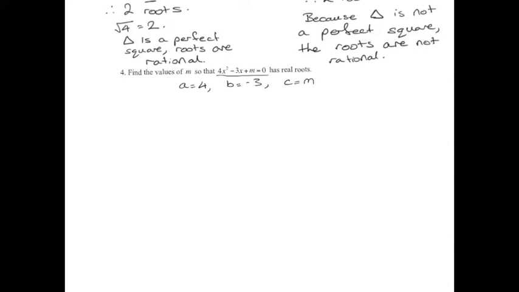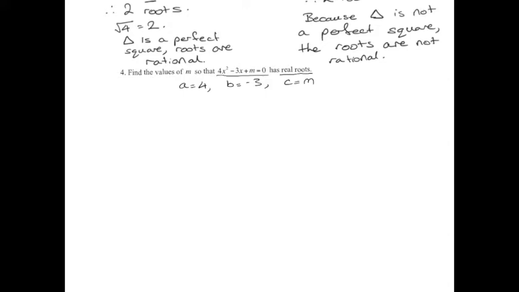M is not a variable, m is a constant. And so C is m, because m does not have any x's attached to it or timesing by it, therefore it's a constant. So that's why it's C. So now, they're saying it has real roots. It didn't give me the number of roots.